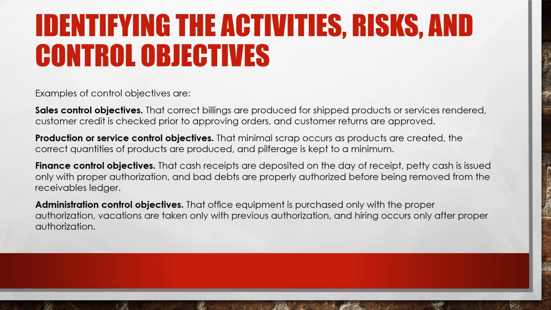Second, production or service control objectives. That minimal scrap occurs as products are created, the correct quantities of products are produced, and pilferage is kept to a minimum. So in terms of production, we ensure that all the items or inventories are properly utilized to lessen the scrap, or the inventory becoming useless. So we make sure that the inventory that we need is being used where it should be used.